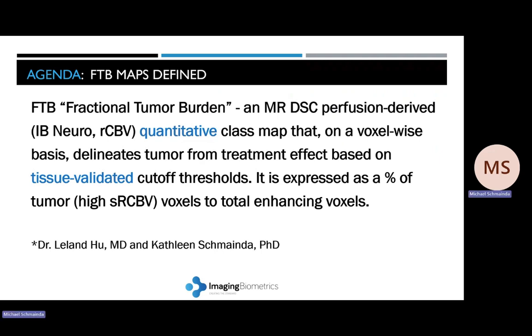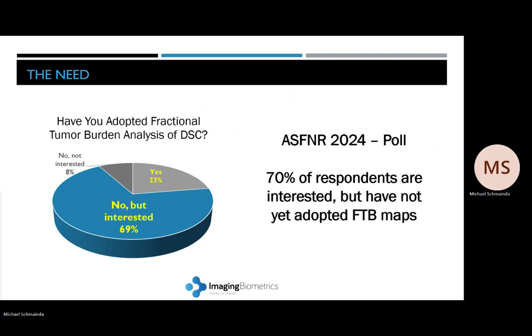Also want to add that Imaging Biometrics is the only company that offers FTB maps, and all the publications in the literature that reference or study FTB use IB software. Interesting side note, at the recent ASFNR meeting in August, a poll was taken, and the question was, have you adopted fractional tumor burden analysis? It was interesting to see that 70% of the respondents are interested, but have not yet adopted the FTB maps. So it's very promising to us to see the growing interest, and hopefully today we can address any questions about FTB maps and help you get started at your institution.